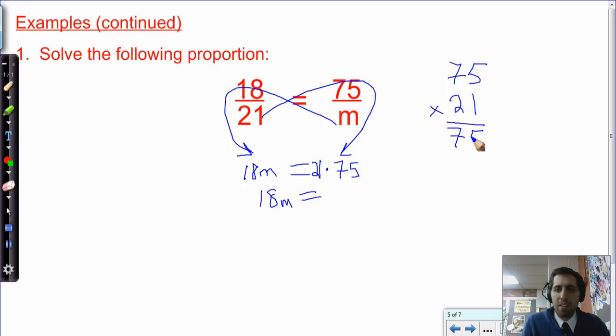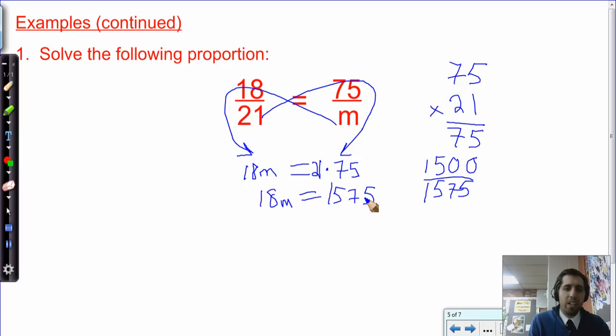1 times 75 is 75. And I know that 2 times 75 is going to give me 150. So what we have here is 1,575. So 18 times the number is going to give us 1,575. Let's find out what that number is. We'll divide both sides by 18 to figure it out.